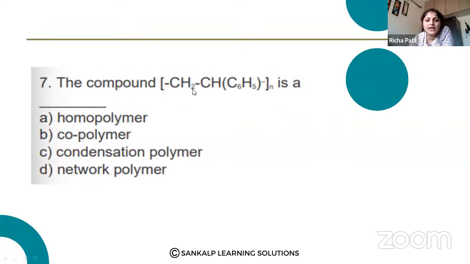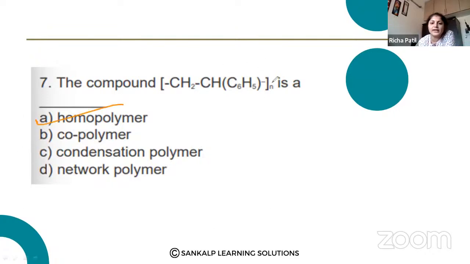The compound CH2=CH-C6H5 is a what? Is it a homopolymer, a copolymer, a condensation polymer, a network polymer? It is a homopolymer. Yes, Geeta, right? Malik, yes. Kumar, Pavitra, yes. Good. So it is a homopolymer.